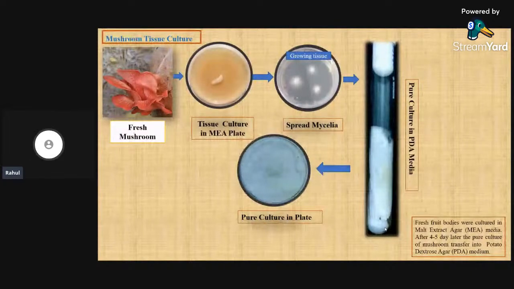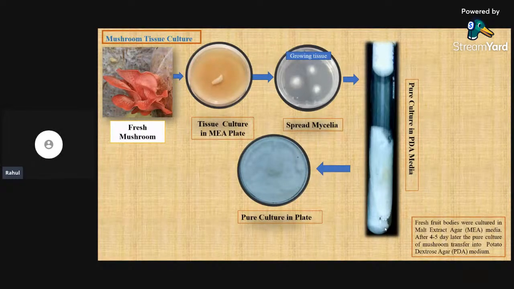First step, we have to do the mushroom tissue culture. Fresh and tender mushrooms are selected for tissue culture. Mushrooms are torn into many small segments. Pre-sterilized blade, needle, or scalpel are used to cut the tissue, and this small piece of mushroom tissue is taken for further culture. Mushroom tissue is inoculated into agar medium in a petri plate and sealed with paraffin.